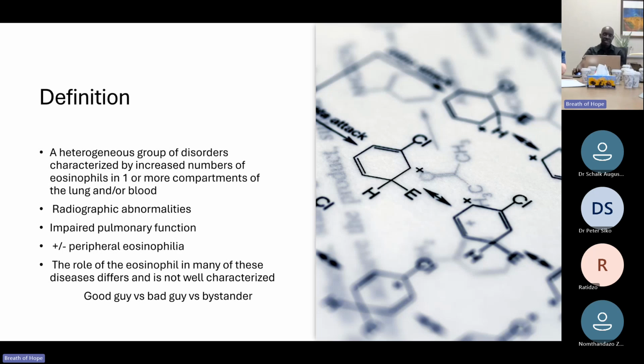So, definitions. Eosinophilic pneumonia is a heterogeneous group of disorders characterized by increased numbers of eosinophils in one or more compartments of the lungs or blood. They have radiographic abnormalities and impaired pulmonary function tests. They may have positive or negative peripheral eosinophilia, and the role of eosinophils in many of these diseases differs and is not well characterized.